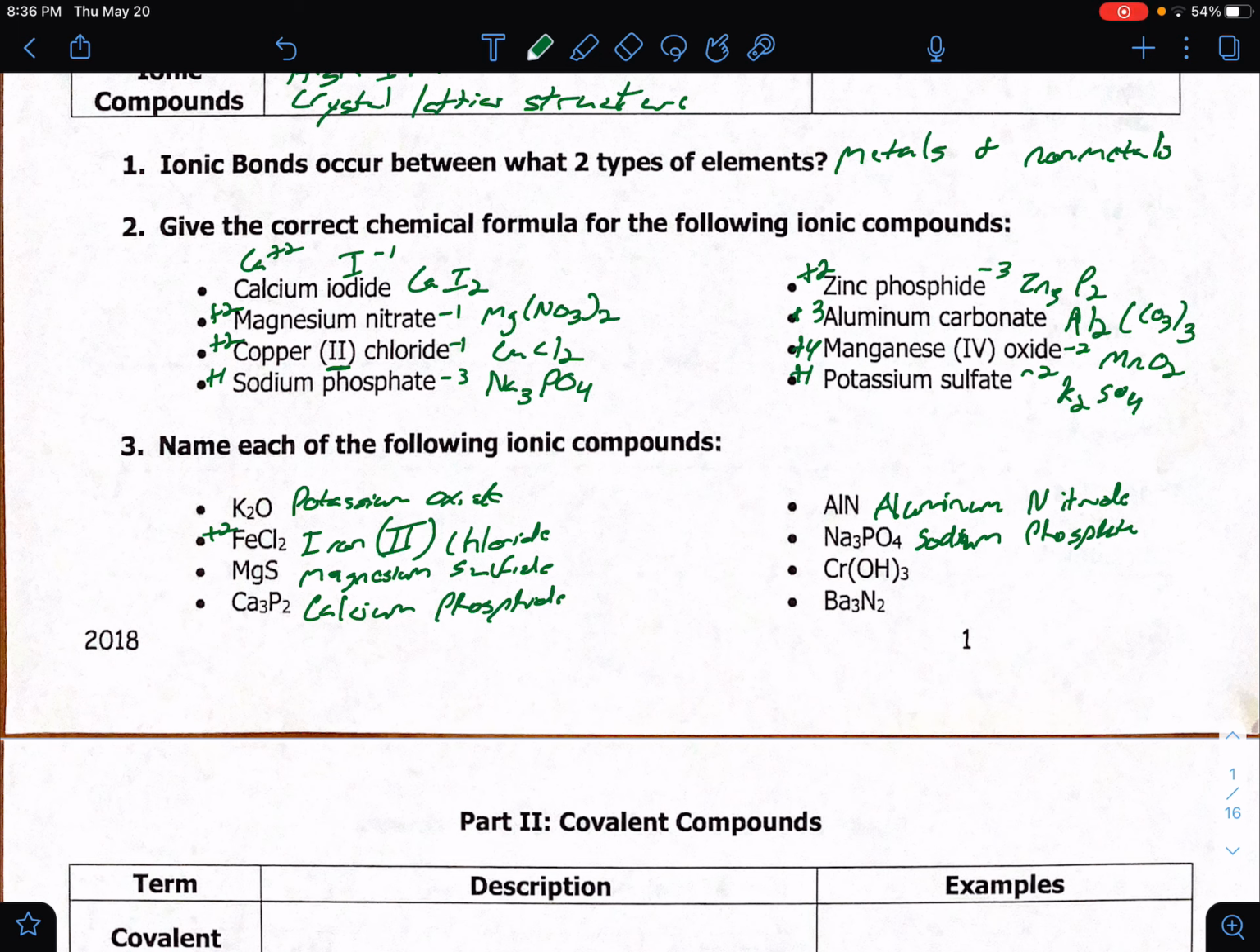Cr(OH)3. Chromium is a transition metal, so we do need a Roman numeral, so we need to find the charge. Hydroxide has a charge of -1. If I have 3 of them, that gives me a total charge of -3. So chromium would have to be a +3 to be balanced out. So this would be chromium, Roman numeral 3, hydroxide. The last one is going to be barium nitride.